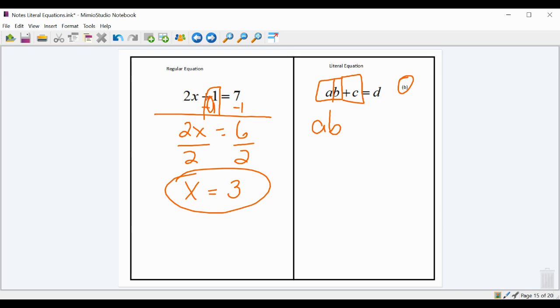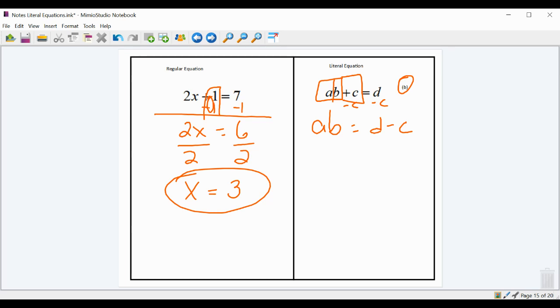So again, A is going to stay with B for right now. We're going to subtract C from both sides, and we're going to get D minus C. D minus C, you can't do anything. They're different variables, right? So we can't combine them. So we're going to have AB equals D minus C. And again, you could have negative C plus D. It doesn't matter how you write them.